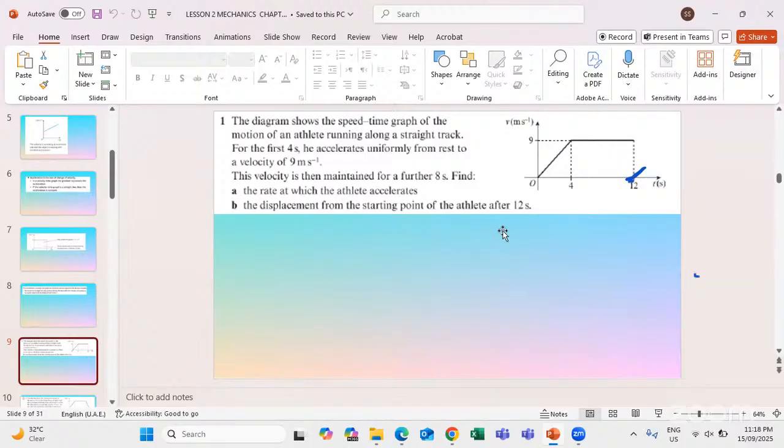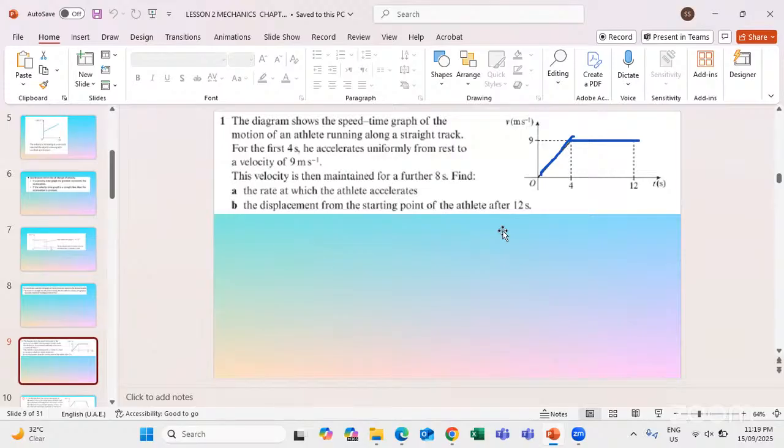Now displacement means the area under the velocity time graph. So here what I can do, this can be done in two ways. Either you split this whole area into two parts: one is the area of this triangle plus the area of this rectangle. Or you can see this is like a trapezium, so you can find the area of this trapezium directly.